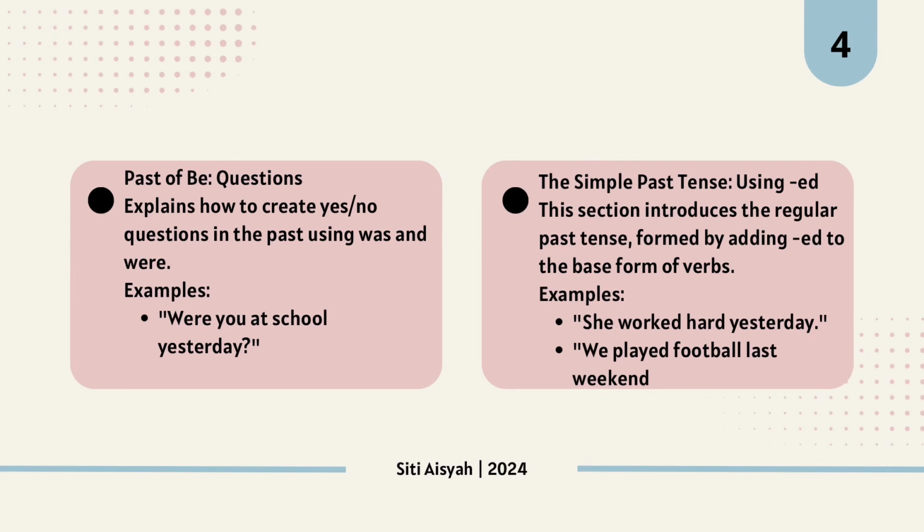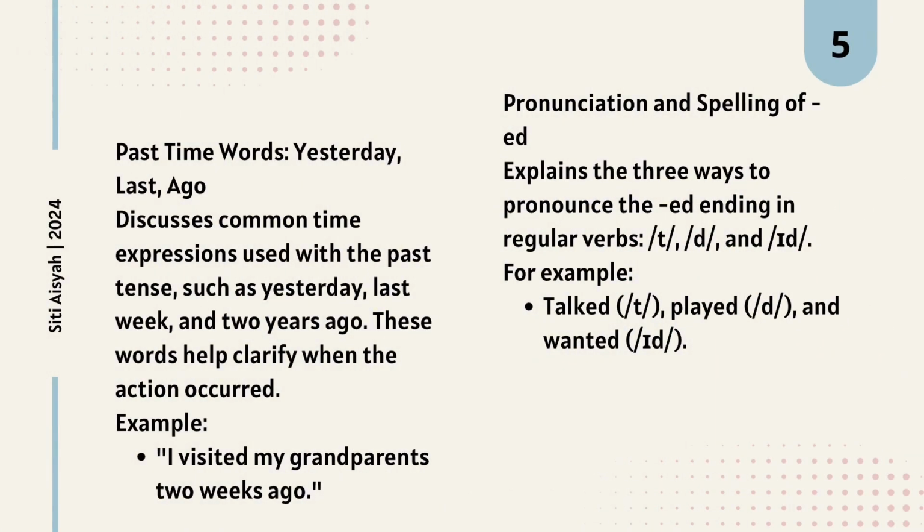Okay, next is the simple past tense using ed. For examples, she worked hard yesterday, or we played football last weekend. Okay, next is past time words. Yesterday, last, and ago. For example, I visited my grandparents two weeks ago. Next, pronunciation and spelling of ed. Explains the three ways to pronounce the ed ending in regular verbs: t, d, and ed. For example, talked, played, and wanted.